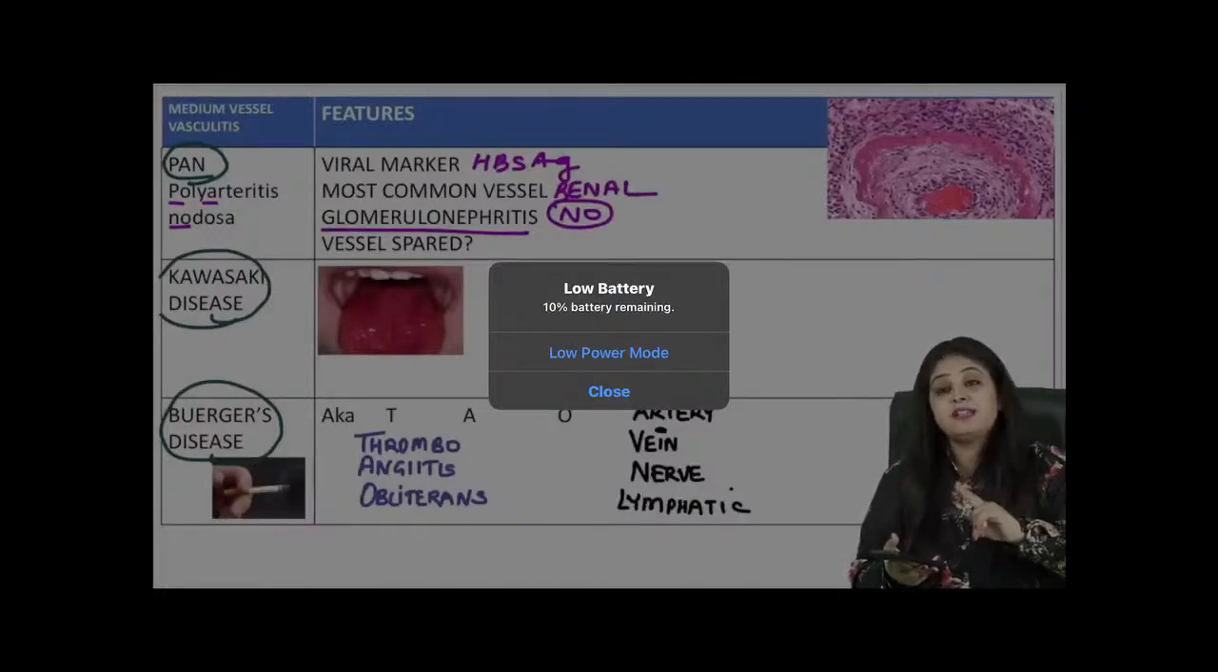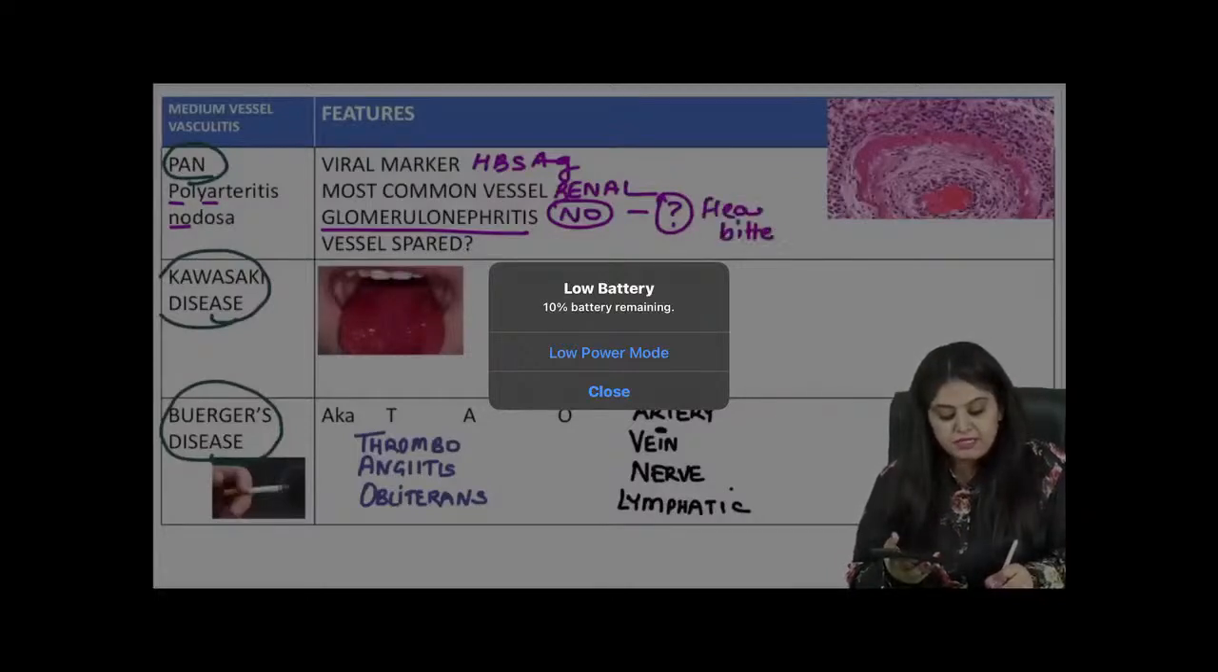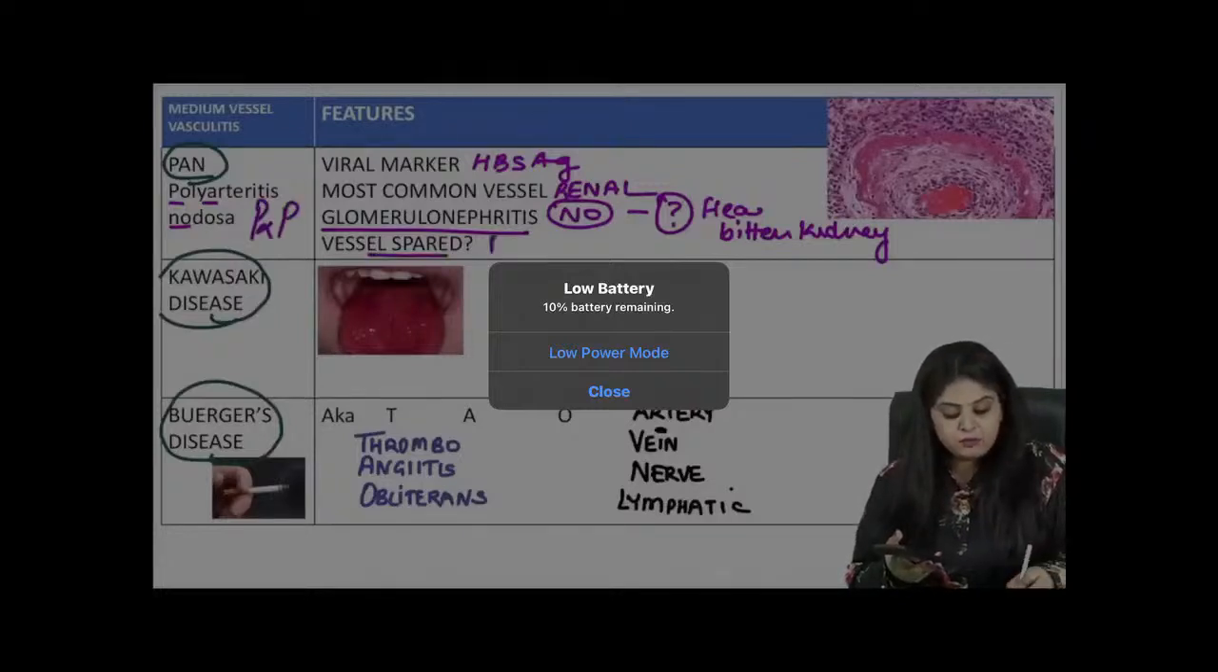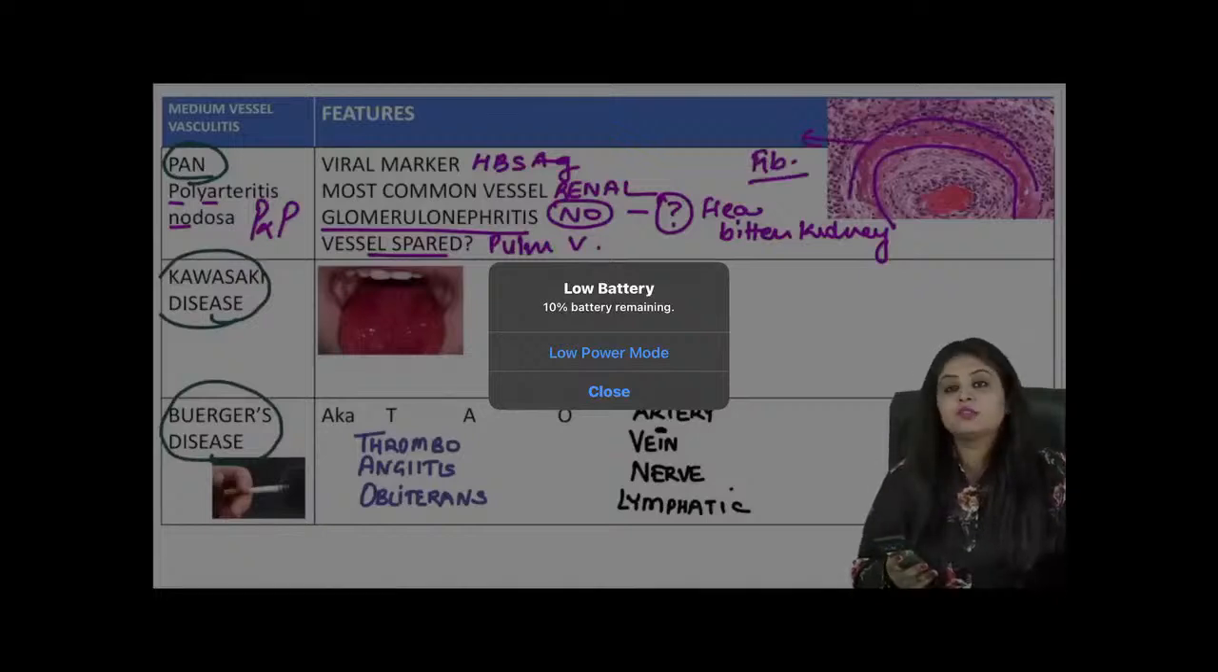Now when you said polyarteritis nodosa, what vasculitis is it? It is a kind of vasculitis, and all of you know the mnemonic PAN, Kawasaki, Burger's. Tell me one point quickly on how you will differentiate. For PAN, polyarteritis nodosa, you already told me the viral marker is hepatitis B surface antigen. The most commonly involved vessel is the kidney, but does glomerulonephritis happen? No, never ever. The kidney is involved but glomerulonephritis does not happen, so what happens? Who will tell me this?